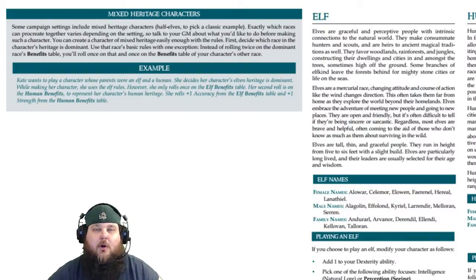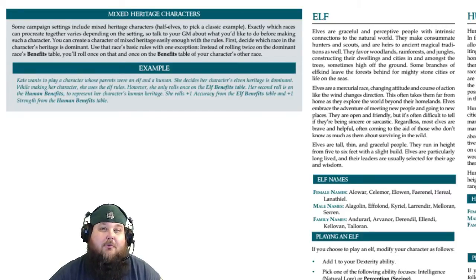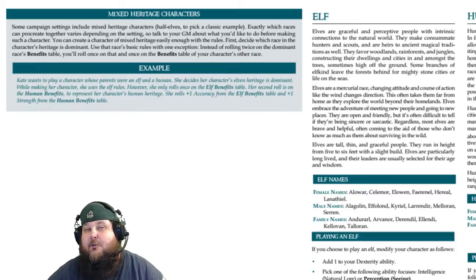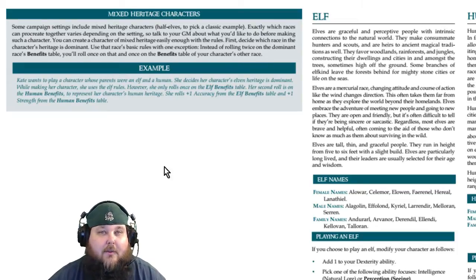In today's tutorial, we're going to talk about a portion of the races section from pages 10 to 14 in the basic rule book, and this is going to deal with mixing the races, like your traditional half-elf. In Fantasy Age there are 6 core races: the elf, the dwarf, the gnome, the halfling, the human, and the orc. There are no half races in this game, but it does give you this mixed heritage characters option to create your own half races. So we're going to take a look at that right now.